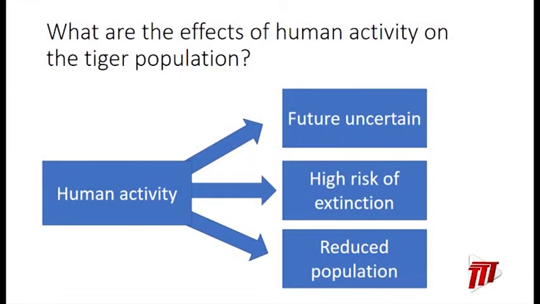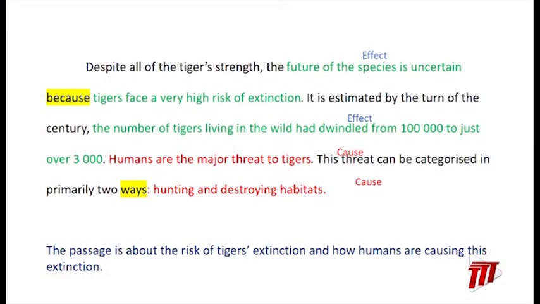So if we were to be asked a question, what are the effects of human activity on the tiger population? Then we might think that one effect might be uncertain future of the tigers, because we don't know how many of them will be left. The high risk of extinction, and of course, reduced population of tigers. I hope that's not true. We must preserve our tigers. And we go back to our chart to make sure that we have not left anything out. And we're good.